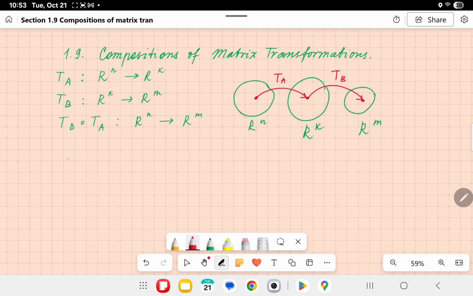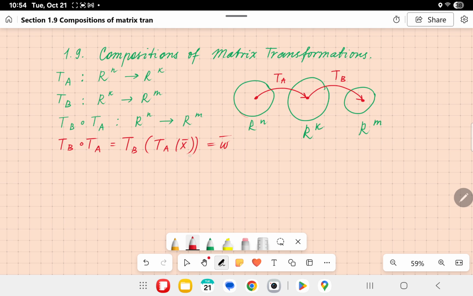Basically what we have is TB over TA is going to be what? Transformation B applied over transformation A, which is in its turn applied over vector X. And that's going to produce a final vector W, for example. Okay. What can we say about this transformation composition if we have matrix transformations?